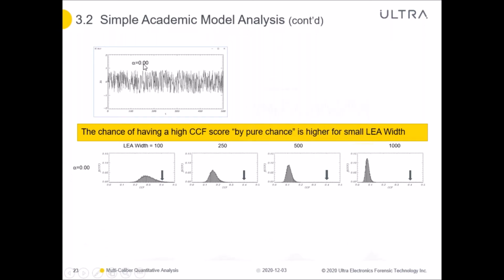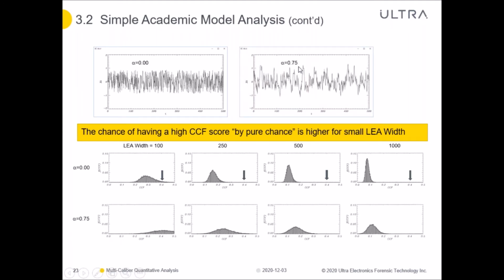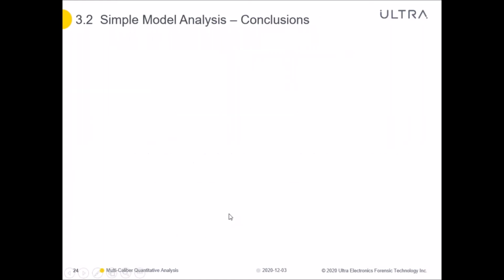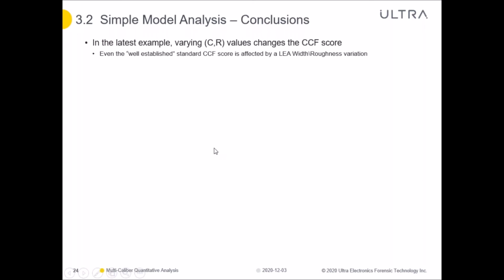Now, if we change alpha up to 0.75 and do exactly the same experiments, generating 1,000 pairs of profiles and changing the lead width, we actually see that the distribution has changed. So different roughness characteristics, just changing alpha, influence the CCF score statistics as well. So in the latest example, varying the class characteristics and roughness values changes the CCF score. In fact, even the well-established standard CCF score is affected by lead width and roughness variation. It changed the pattern matching and line counting score in our RDL graph.